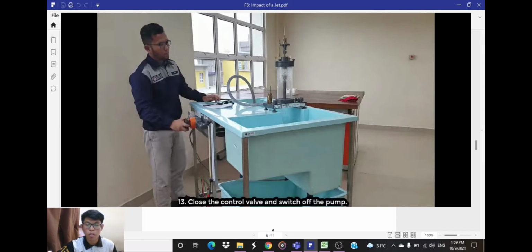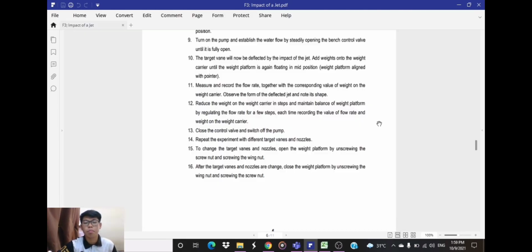Step 13, close the control valve and switch off the pump. And then step 14, repeat the experiment with different target vanes and nozzles. Step 15, to change the target vanes and nozzles, open the weight platform by unscrewing the screw nut and screwing the wing nut. And lastly, step 16, after the target vanes and nozzles are changed, close the weight platform by unscrewing the wing nut and screwing the screw nut.